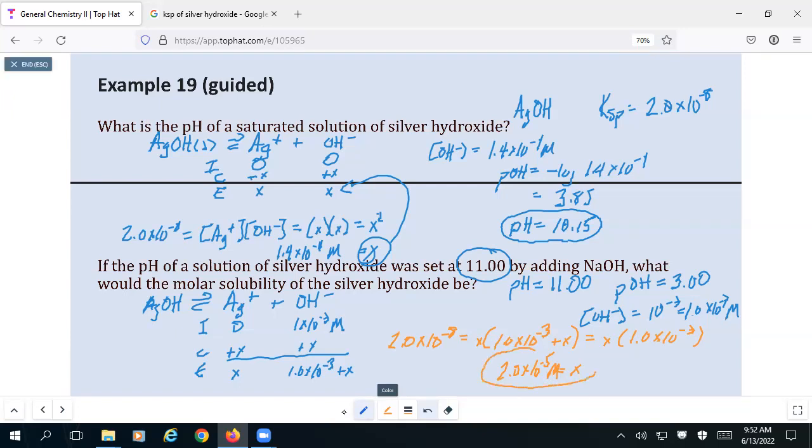So our solubility decreased by nearly a factor of 10 here. Went from 1.4 times 10 to the negative fourth molar to 2 times 10 to the negative fifth molar. So that's not quite a factor of 10, but it's really close. And that was a relatively small pH change, to be honest. We went from just over 10 to 11. All right, any questions with this example?